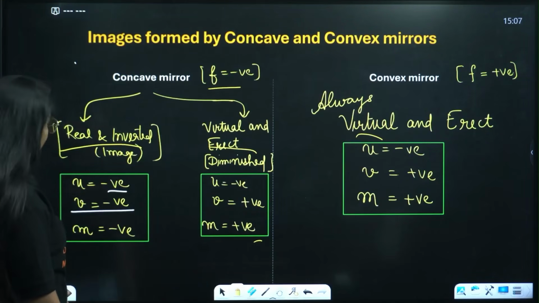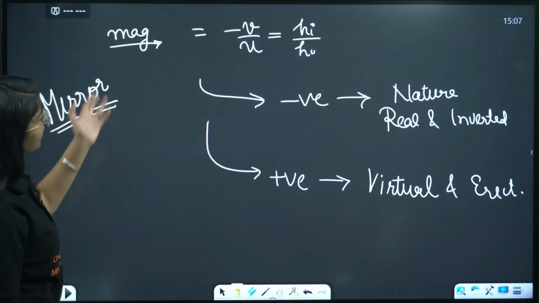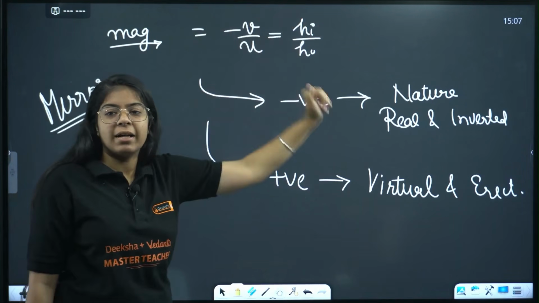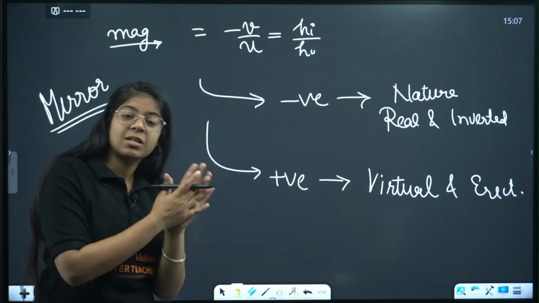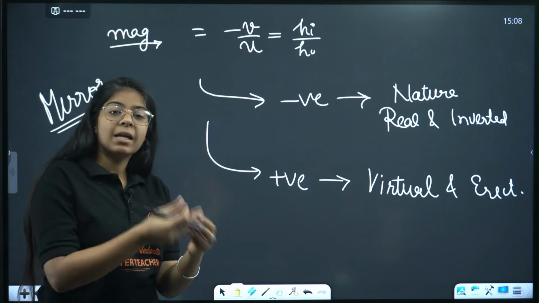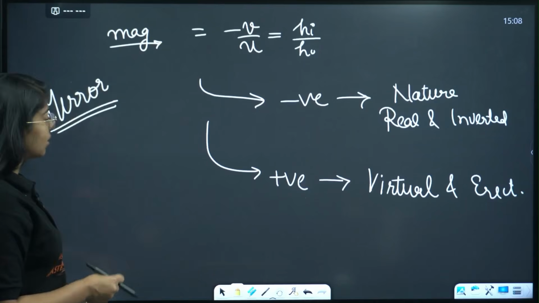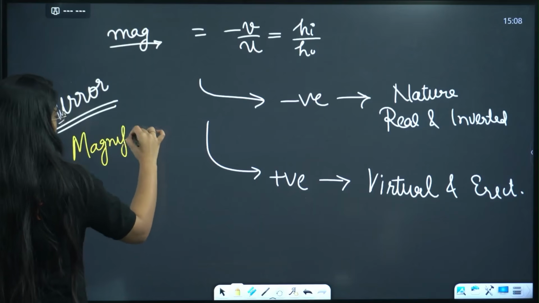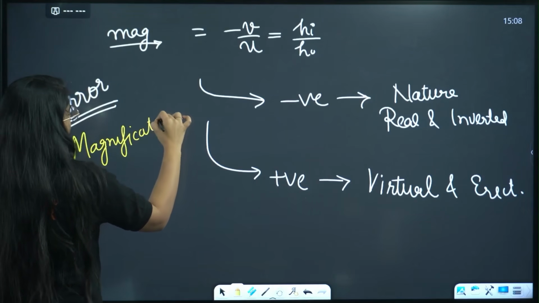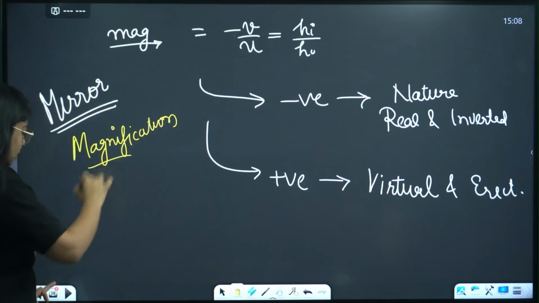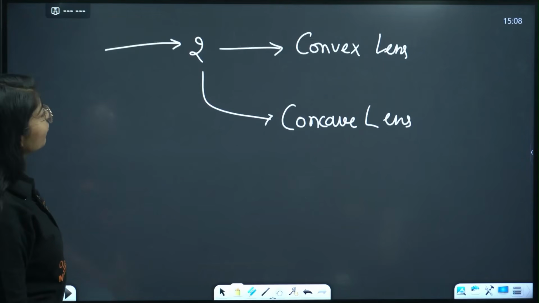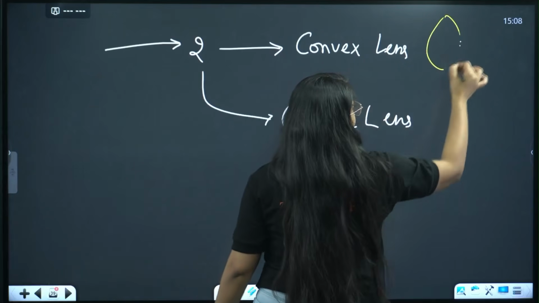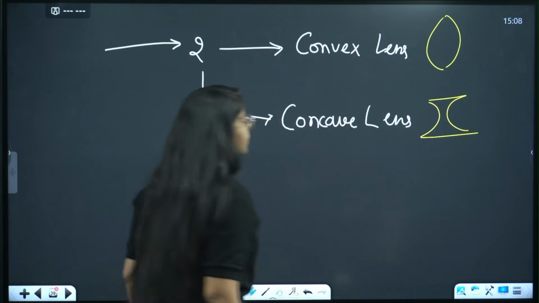Then next, move on to lenses. For mirrors, the magnification formula is minus V by U, or height of image divided by height of object. If the magnification is negative, the image will be real and inverted. If the magnification is positive, the image is virtual and erect. Next, moving on, we have two lenses, convex lens and concave lens. The shape of convex lens is something like this, concave lens is something like this.